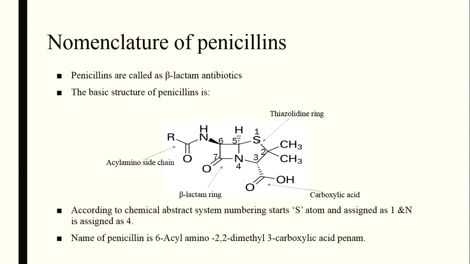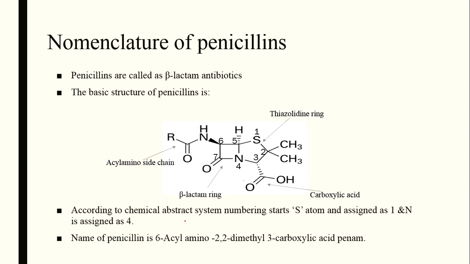Now according to the IUPAC system of nomenclature, the sulfur will get the first numbering. So at first position the sulfur atom is present. At second position two methyl groups are attached. At third position a carboxylic acid group is present. At fourth position the nitrogen atom is there. And at seventh position a ketone group is present. At sixth position an acyl amino side chain is present in the general structure. The R group will vary based on the different types of penicillins. This is the amide group and this one is the alkyl group. Together we can also call it the acyl amino side chain. An alkyl CO group is considered an acyl group.